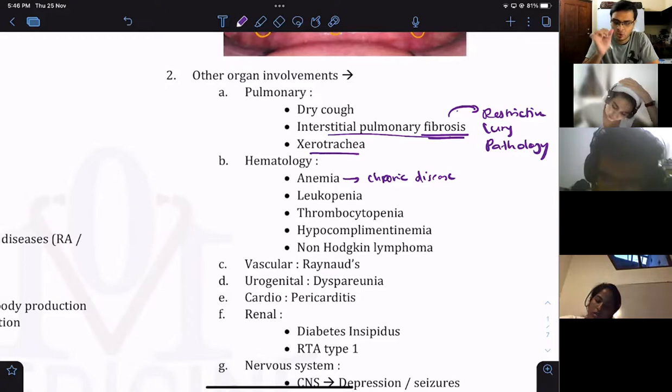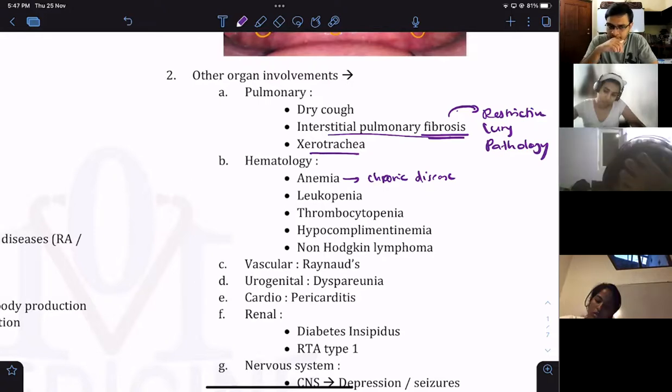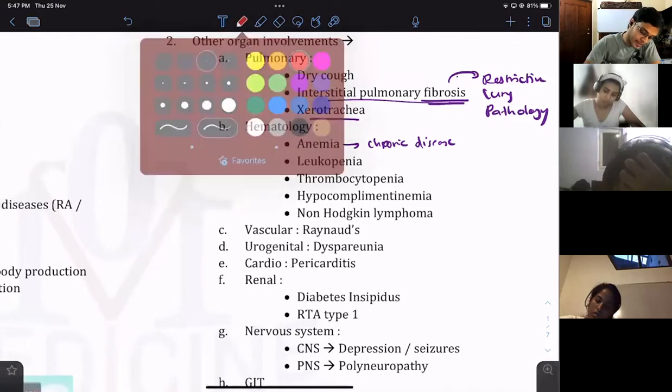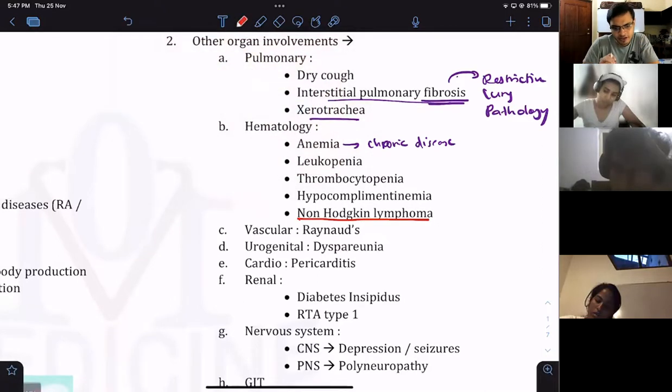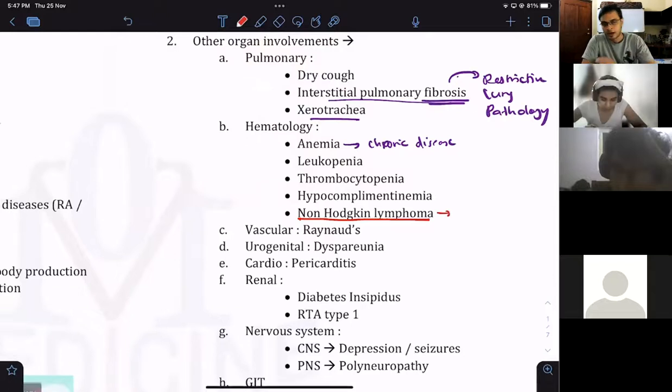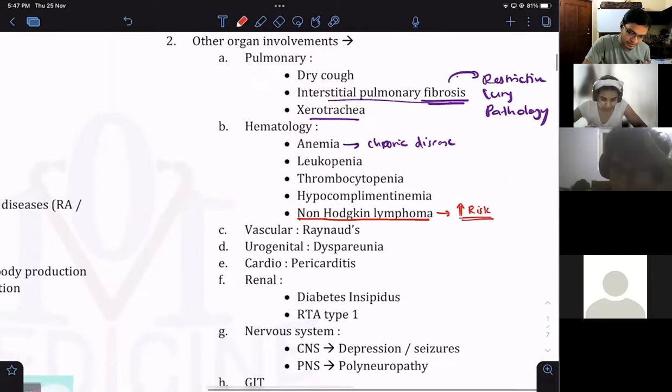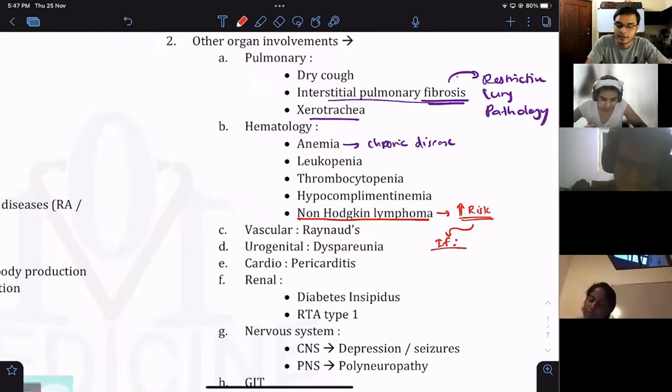What is this non-Hodgkin lymphoma, guys? It is basically a cancer of lymphocytes, originating in lymphoid tissues. Now, we will talk about this in depth in our hematology chapter. But just for you all to understand, we say a patient of Sjogren's has an increased risk of non-Hodgkin lymphoma if the following criteria are met.